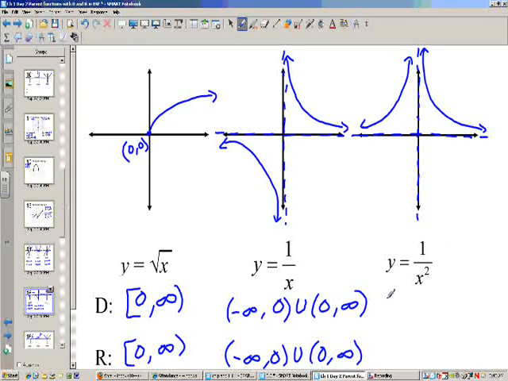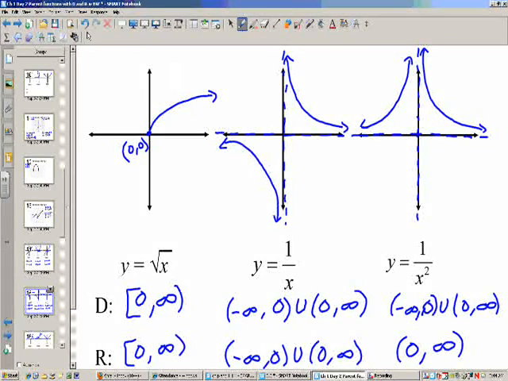Now, 1 over x squared has the same domain as 1 over x, everything except for 0. I'm trying to write faster than my computer will allow me. Now, for the range, though, I don't have anything on the bottom. I just go from 0 to infinity. So 0, not including 0, all the way up to infinity is going to be my range.